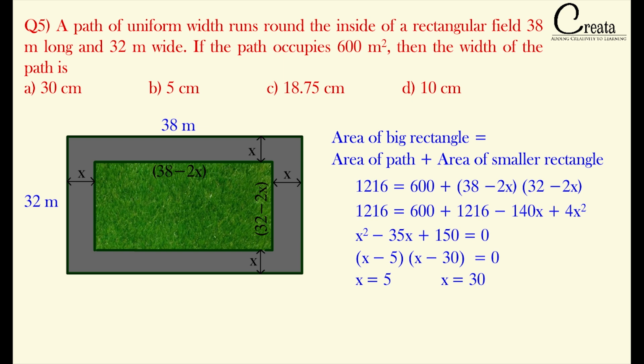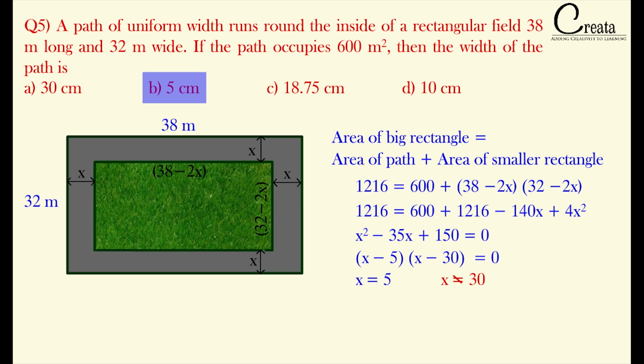Further, x is equal to 30 is not a valid value. Why? Because the dimension of this rectangular field is given as 38 meter and 32 meter. If we take the width of this path as 30 meter, then nothing will remain. So x is equal to 30 is not a valid value. So we got our answer as x is equal to 5. Okay, this is the answer to this question.